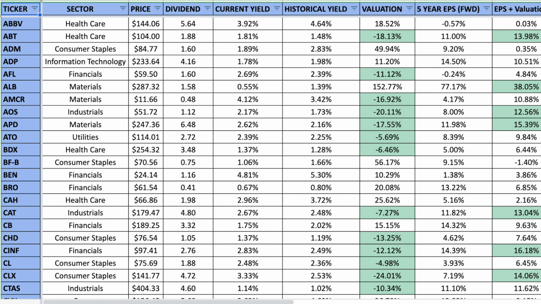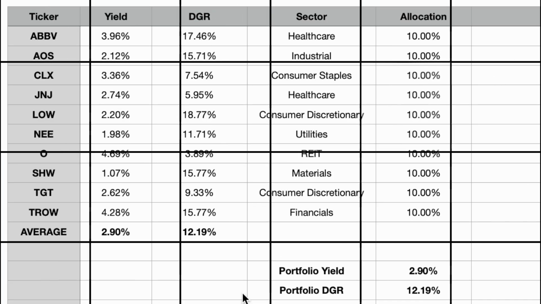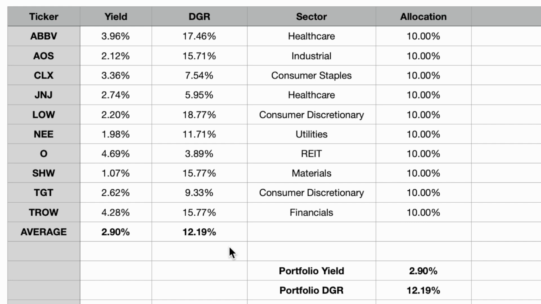Okay, so let's build a sample portfolio from the Dividend Aristocrats and Kings right now. I selected 10 dividend aristocrats that everyone should be familiar with. They are AbbVie, A.O. Smith, Clorox, Johnson & Johnson, Lowe's, NextEra Energy, Realty Income, Sherwin-Williams, Target, and T. Rowe Price Group. The average dividend yield for these 10 companies today is 2.9%, and they have a trailing 5-year dividend growth rate of 12.19%.